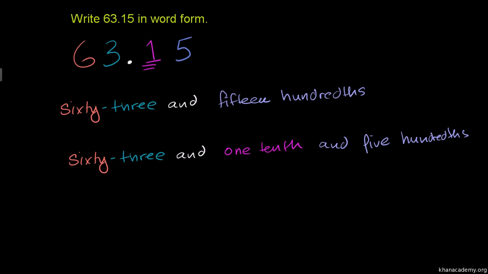This right here, not to beat a dead horse, this is 1/10 right here, and then this is 5/100ths. But if you were to add these two, if you were to add 1/10 plus 5/100ths, how would you do it? Well, you need a common denominator. 100 is divisible by both 10 and 100.